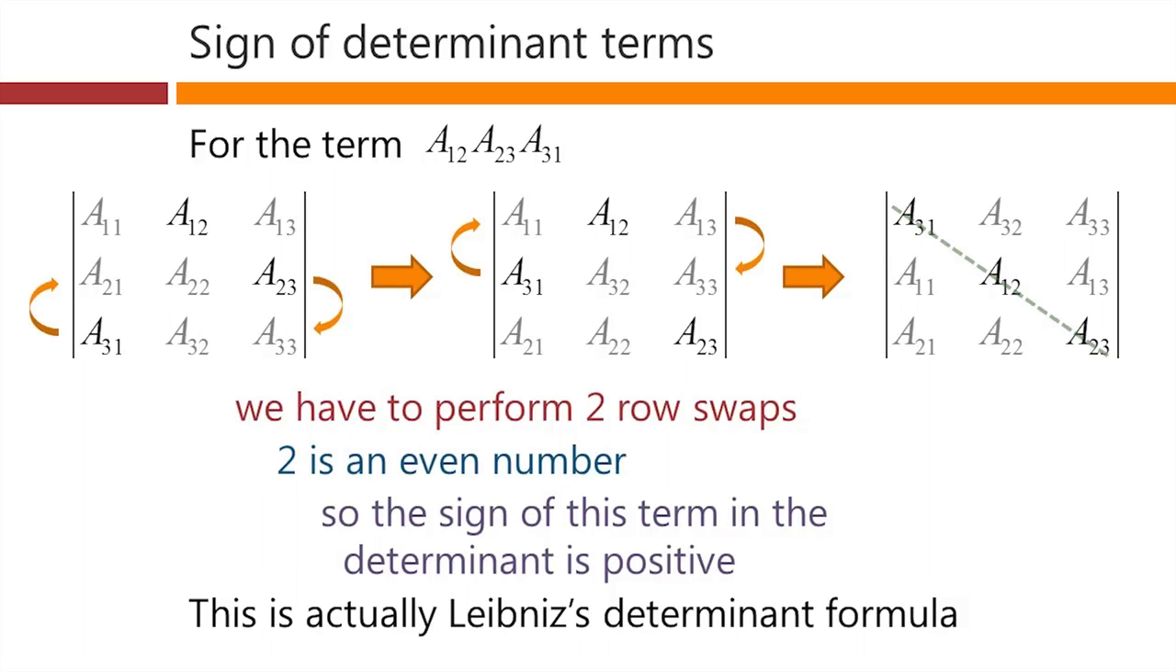And incidentally, this way of looking at the determinant is actually Leibniz's determinant formula. So I won't try to write it out for you. It's not very clear when you write it out either. But thinking about it in this graphical fashion lets us see what the formula really is.